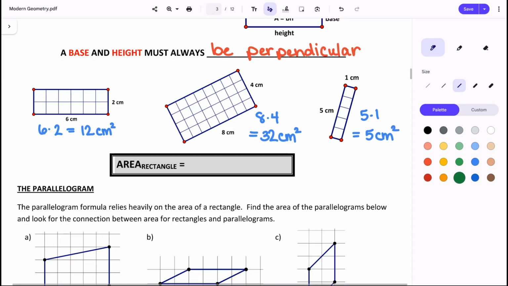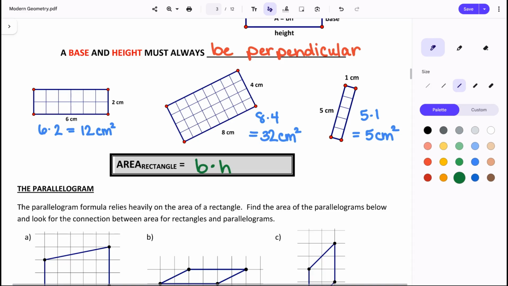Again, you could still be counting all the squares. That last one has 5, that middle one has 32 squares total, but it's faster to just multiply instead of having to count one at a time. Now, area of a rectangle, like I said, most of the time you guys probably learned it as length times width. I'm going to change it a little bit here today and just say base times height to keep it consistent with what we're going to see for a parallelogram.